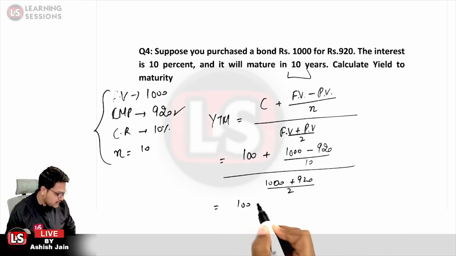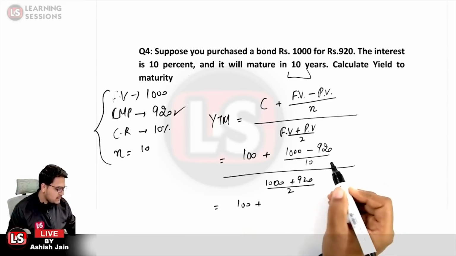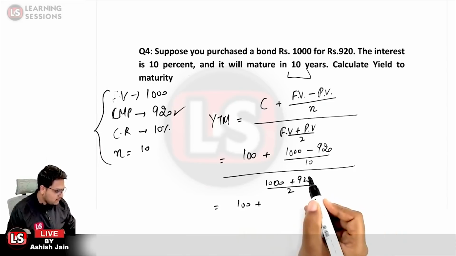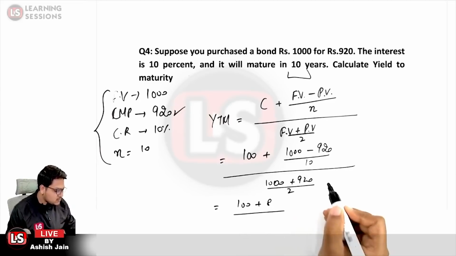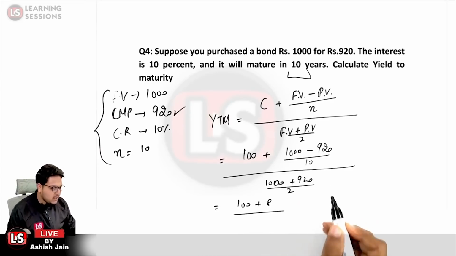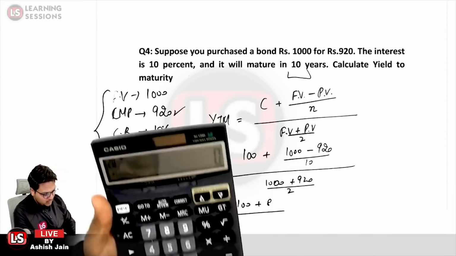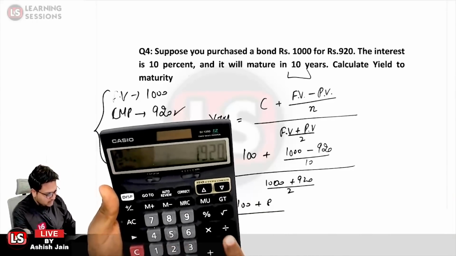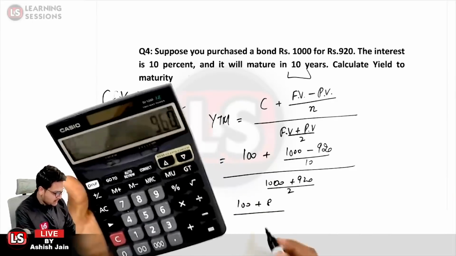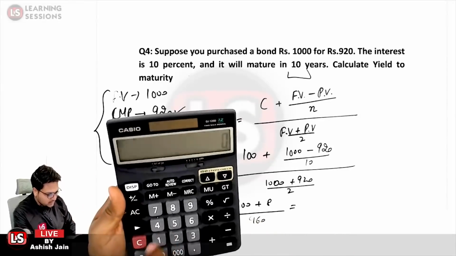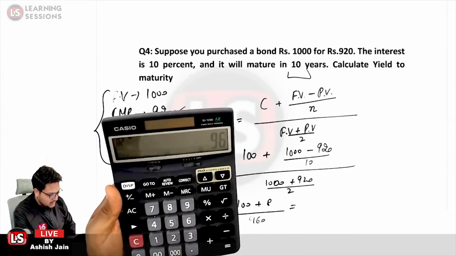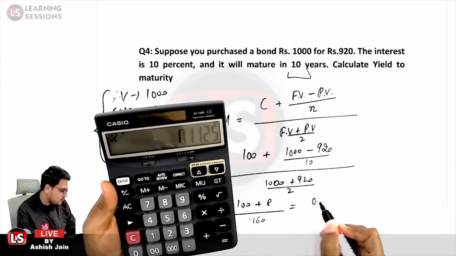So it comes out to be 100 plus 1000 minus 920, that is equal to 80, and further divided by 10. 80 divided by 10 is equal to 8, and further 1000 plus 920, that is 1920, divided by 2. So 1920 divided by 2 comes out to be 960 over here. So it is 108 divided by 960. 108 divided by 960 comes out to be 0.1125.